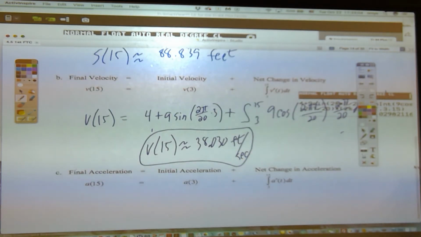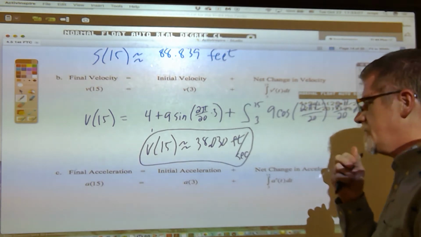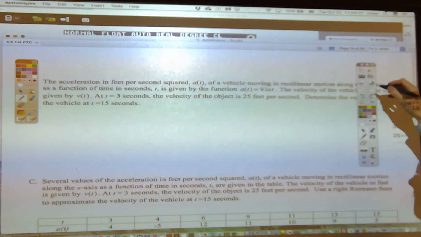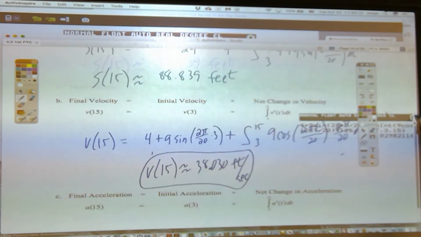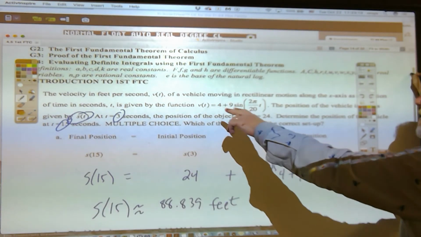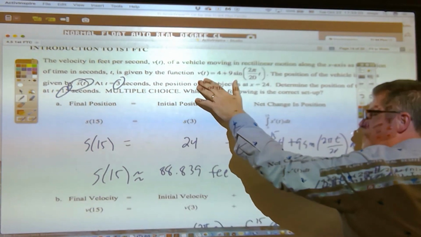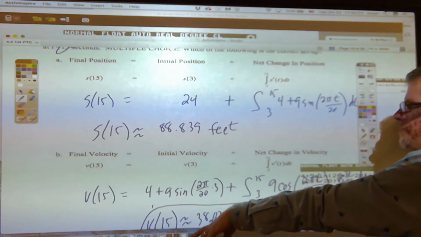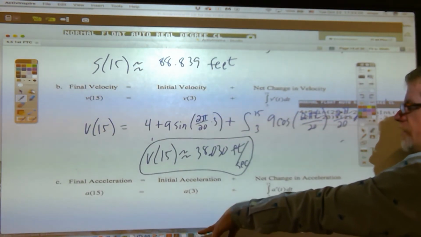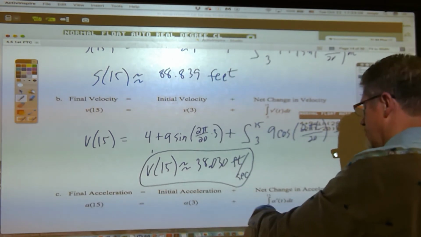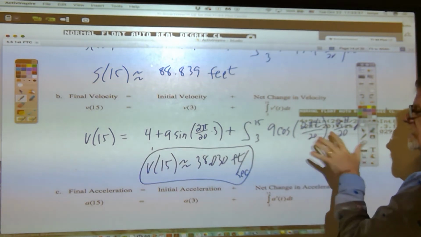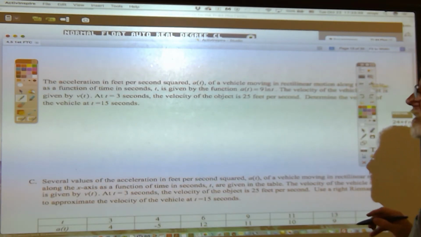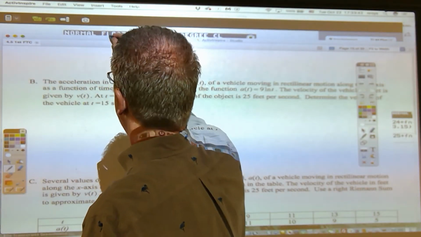Now, what if they said A of 15 equals A of 3, etc.? I just want to see what the next one is. Oh, yeah, okay. So how am I going to find the acceleration? Well, to find the acceleration at 3, I'd have to take the derivative of velocity. And to find the acceleration at 15, I'd have to do the same thing. I'd have to take the derivative of this thing again. So that's kind of tedious. I think you'd be able to pull it off. Let's just go on to part B.